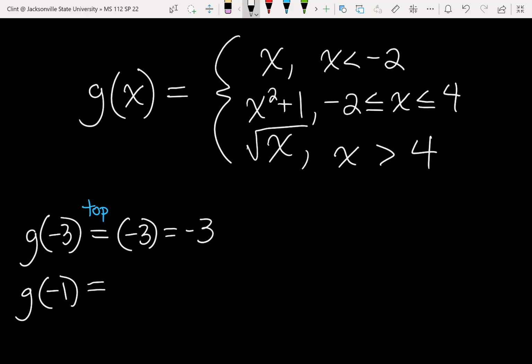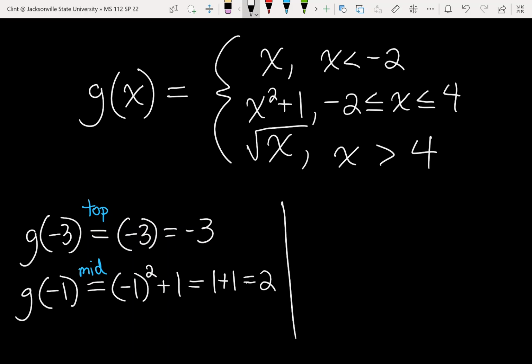Well, if we wanted g of -1, which rule is that going to be? It's going to be the middle one, right? Because -1 is between -2 and 4. So we would use the middle rule. So that means we'll take -1 and square it and then add 1. And there we'll get 2.